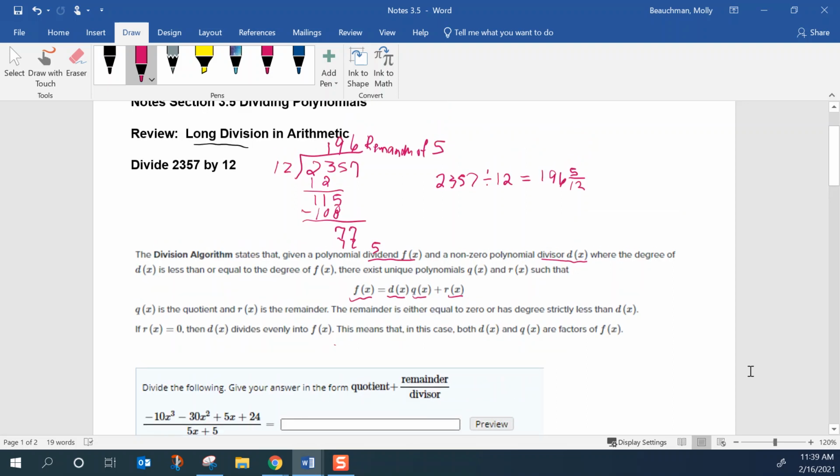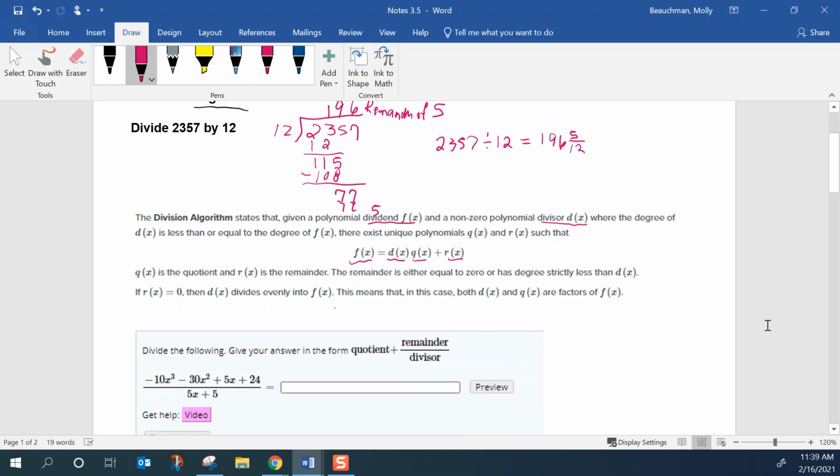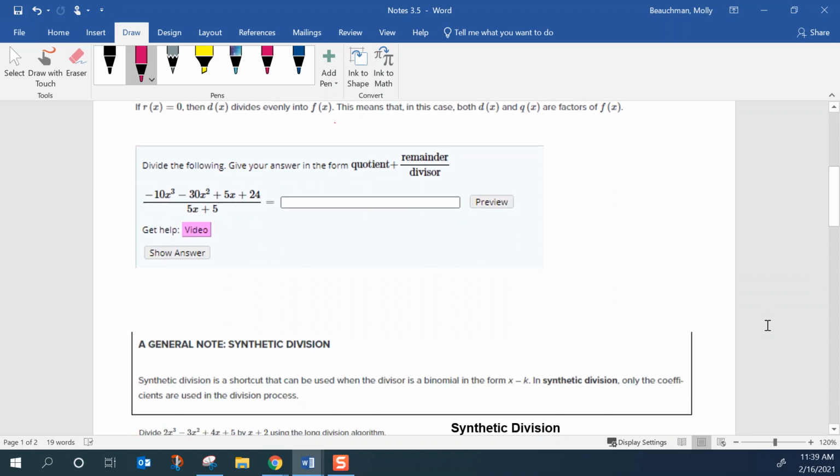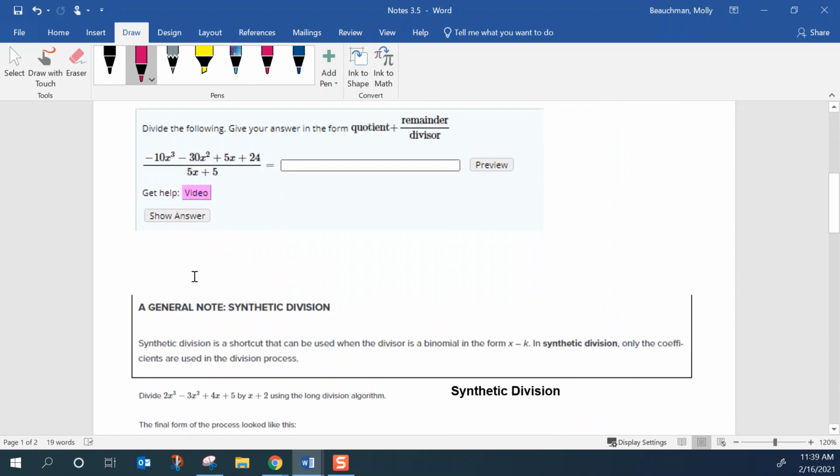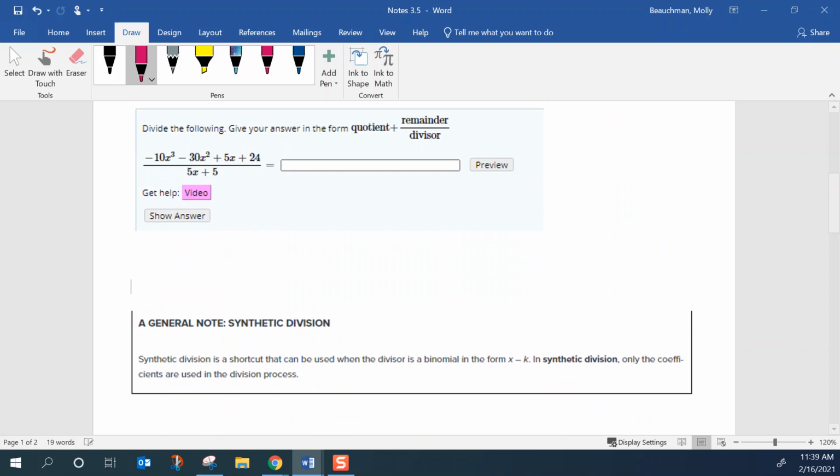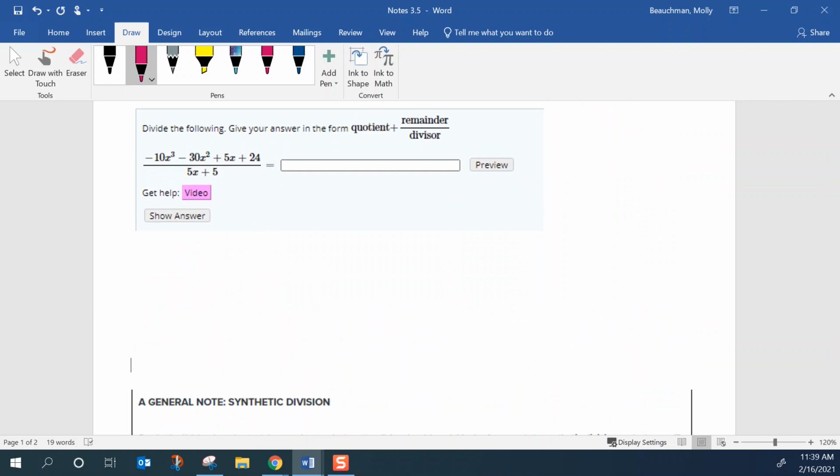So in the case above, it didn't go in evenly, so that means that 12 is not a factor of 2,357. But if it did go in evenly with a remainder of 0, then it would be a factor. So let's take the same principle and use it to divide a polynomial. So we're going to take the polynomial negative 10x to the third minus 30x squared plus 5x plus 24 and divide it by 5x plus 5.